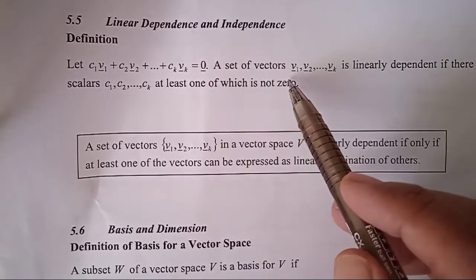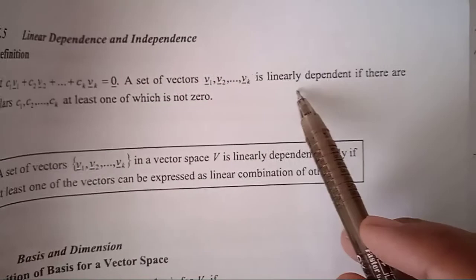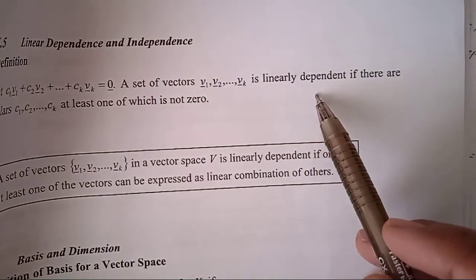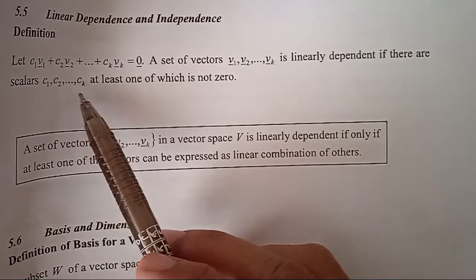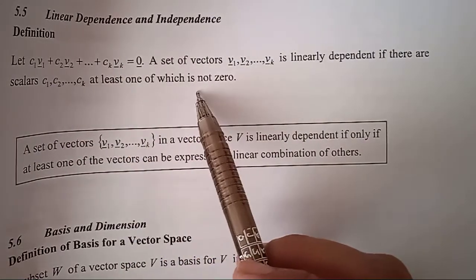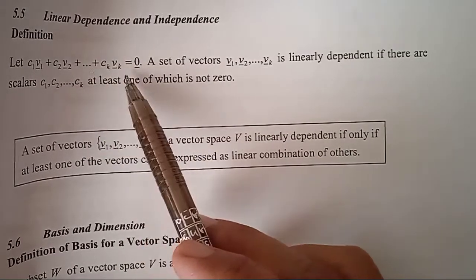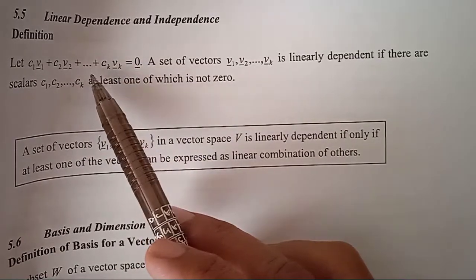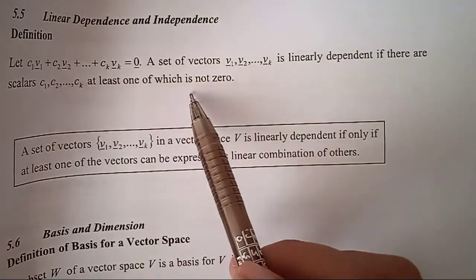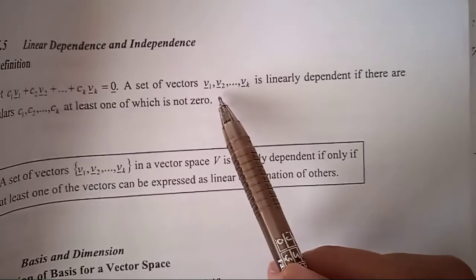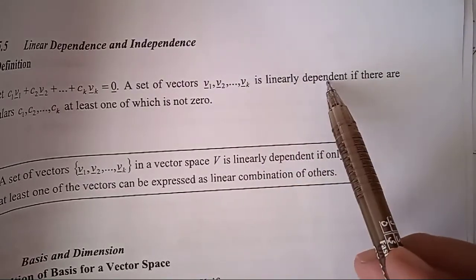So a set of vectors v1, v2, ..., vk is linearly dependent if there are scalars c1, c2, ..., ck, at least one of which is not 0. So when a linear combination of the vi is set to 0, if at least one scalar ci is not 0, then we call the vi linearly dependent.